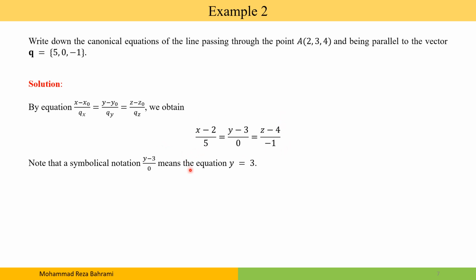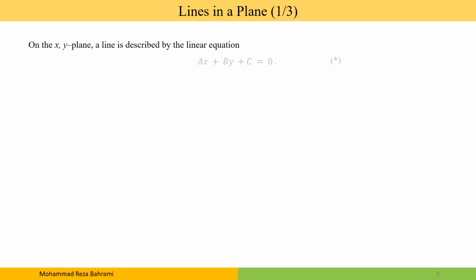Here there is a point that you should pay attention to: this is a symbolic notation. This one, y minus 3 divided by 0, is not arithmetic, so you cannot say that it is infinity. It means that the equation is y equals 3. So this is a line parallel to the line y equal to 3.